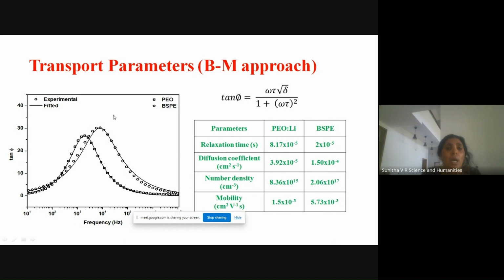If you see the graph, we have the pure polymer, the polymer with the salt, as well as the blended system, where the circles are the experimental data and the line is the fitted data. We have used this formula to fit the equation, and using the fitting we could get the values, and we could see a large improvement in each of the transport parameters, because any system or any polymer electrolyte.